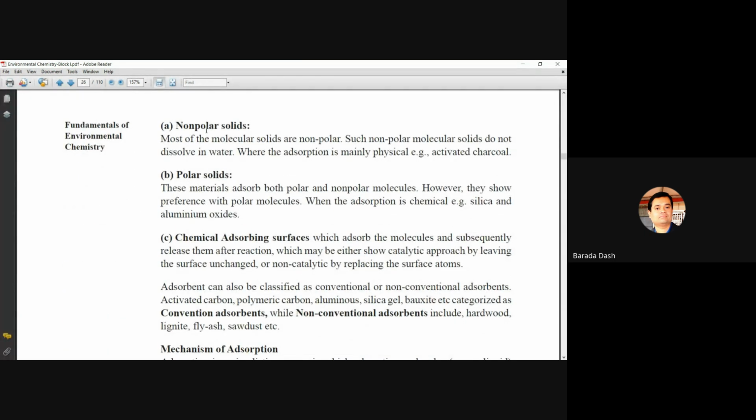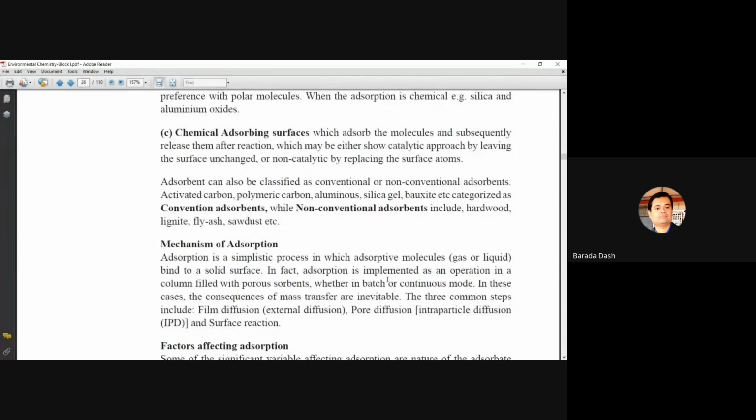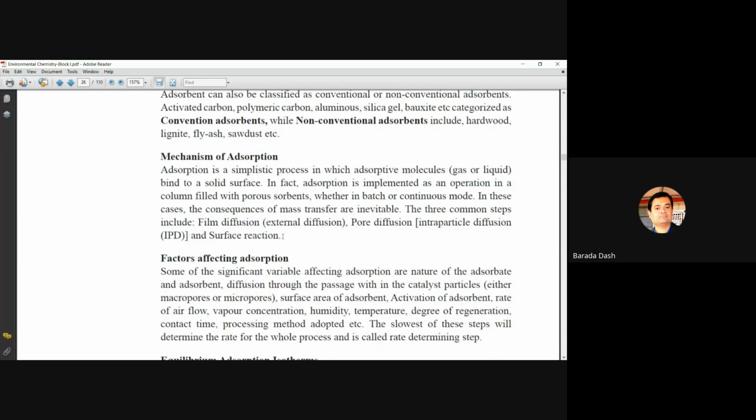Polar solids, non-polar solids, and chemical adsorbing surfaces are there. Adsorbents can also be classified as conventional or non-conventional adsorbents. Activated carbon, polymeric carbon, aluminous, silica gel, bauxite, etc. are categorized as conventional adsorbents, while non-conventional adsorbents include hardwood, lignite, fly ash, sawdust.